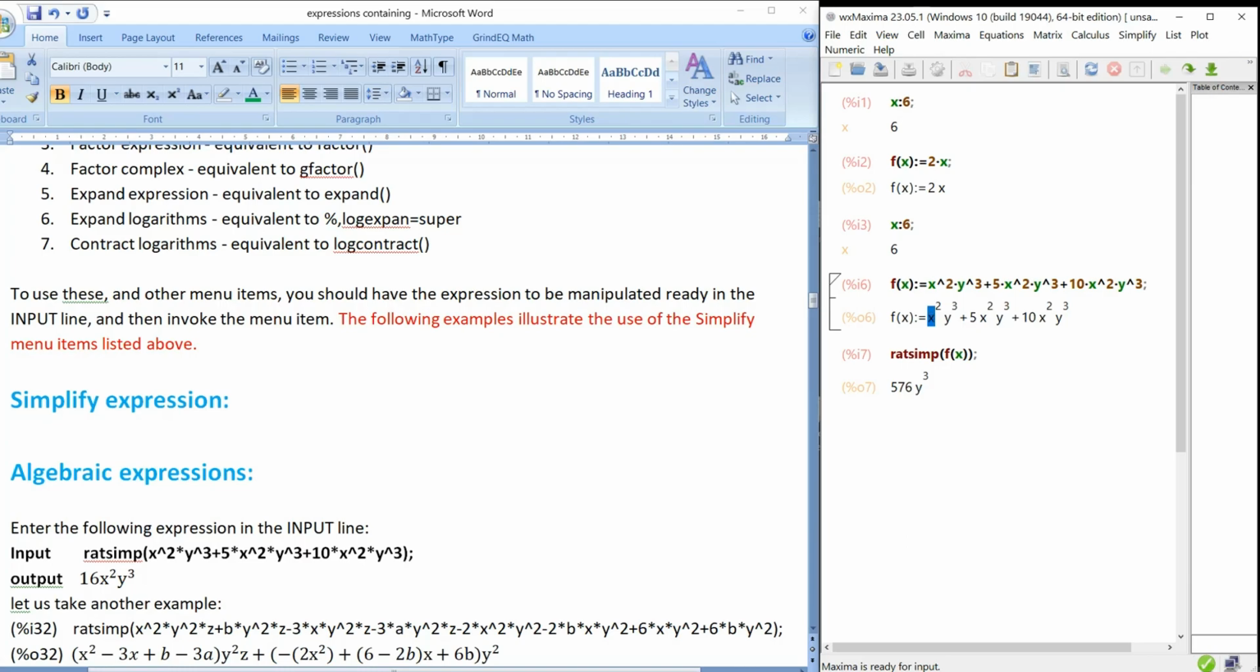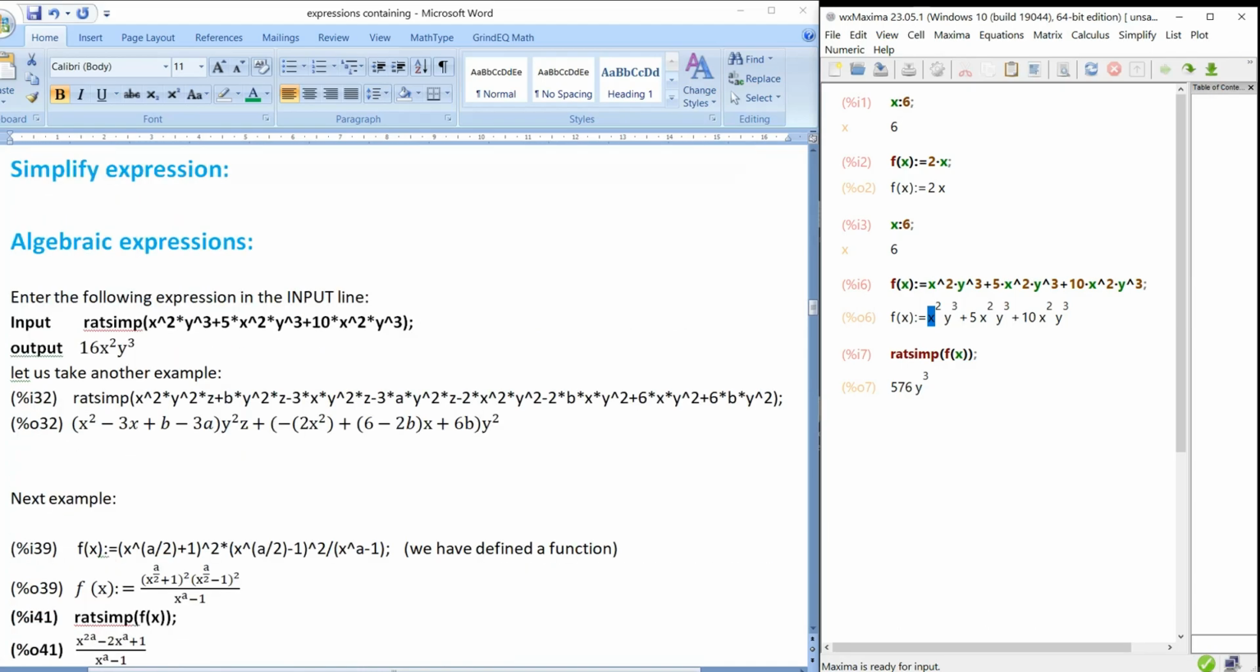The sum should be 10 plus 5 plus 1. The sum should be 16 x square y cube. This should be the answer. Okay. Let me take another example. I leave it for the time being. I take another example.